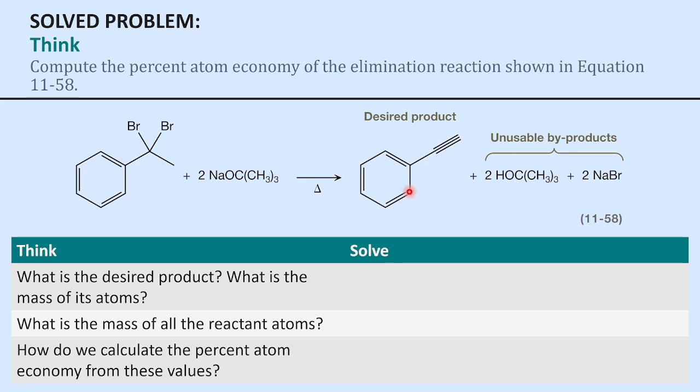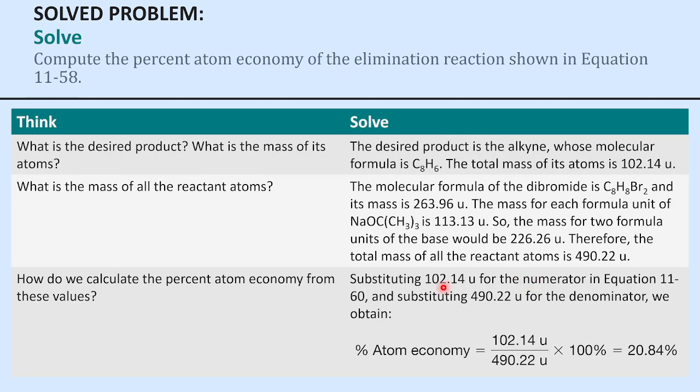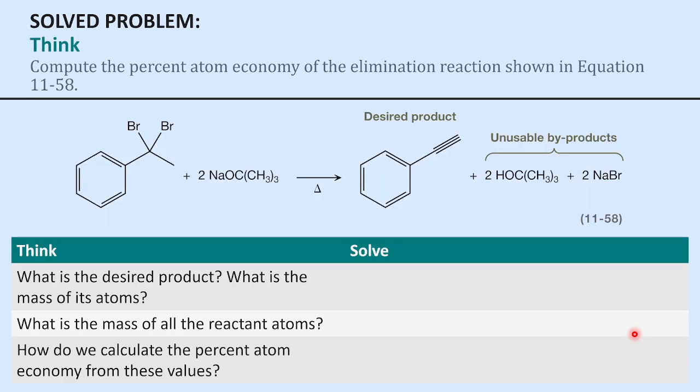And so the next thing we have to do is look at our desired product. How much of these atoms is used to make that desired product? So we take our desired product, add all that together, and that gives us 102.14. We put that in as our numerator. We then divide it by 490.22. That would give us 0.2084. We want it in percentage, so we times it by 100, and that's 20.84%. And so we have a pretty low atom economy there. A lot of our mass ends up going down into waste.